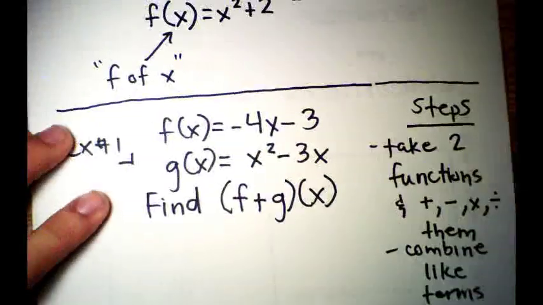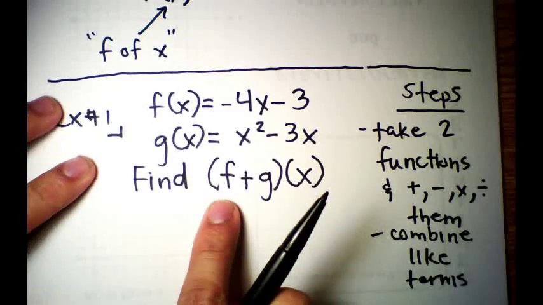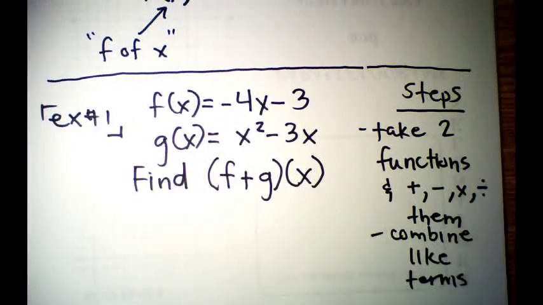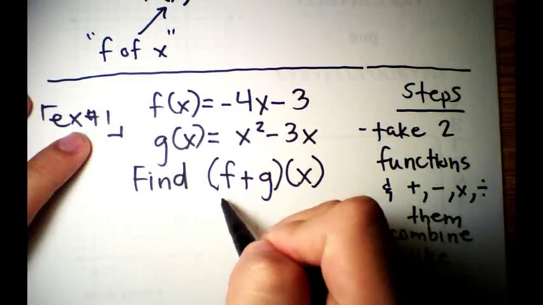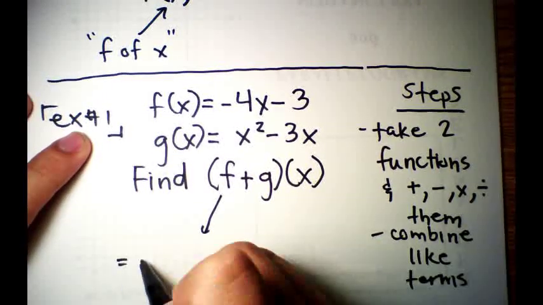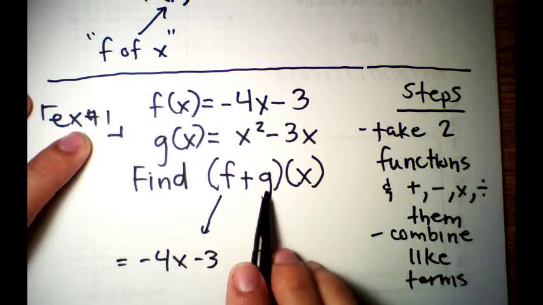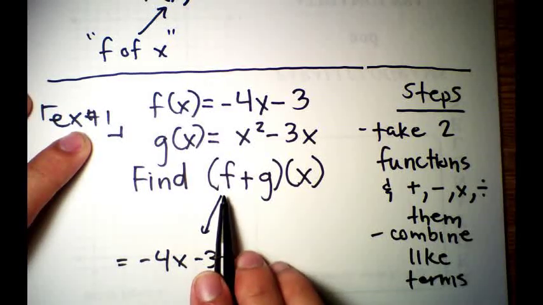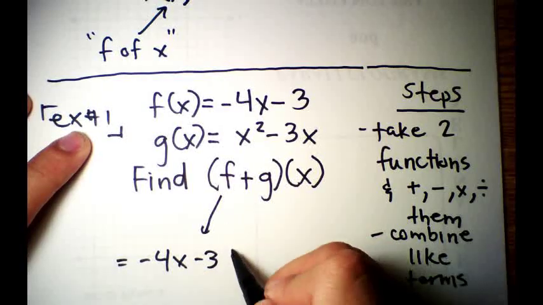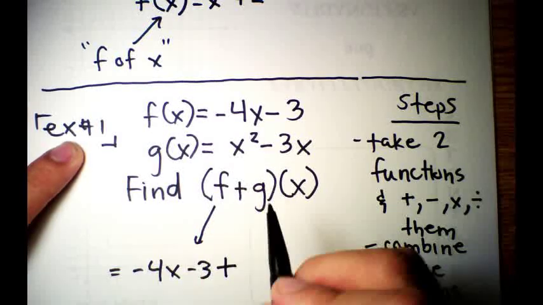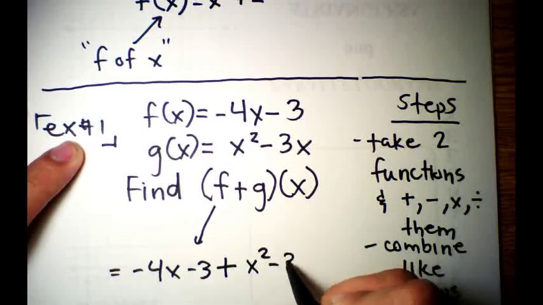Okay, well, what is your f function or your f equation? Your f equation, as stated above, is negative 4x minus 3. So we're going to put that in there first, is equal to negative 4x minus 3. What are we going to do with that g equation? With the f, we're going to add them. So we're going to add, what was your g equation? X squared minus 3x.